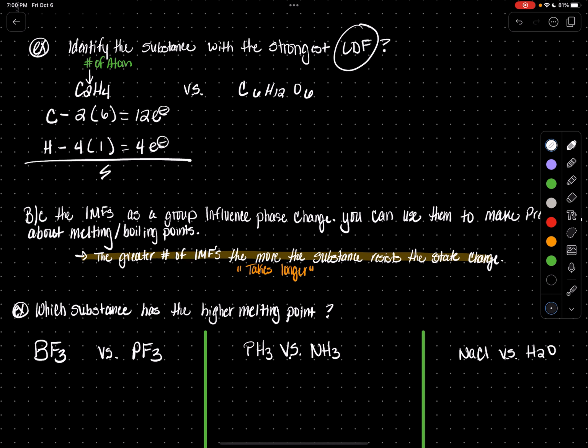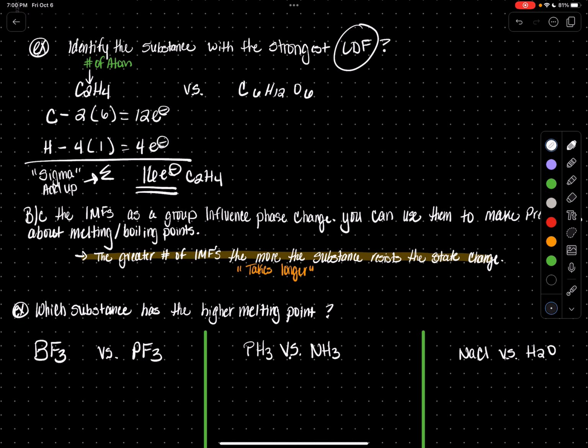I'm going to add them all up. That's what that fancy 3 thing is. That's called sigma. It means to add up. So if I add up 12 plus 4, I get how many electrons, friends? 16 total electrons. So I got 16 total electrons in C2H4. All right, I'm asked to compare between C2H4 and C6H12O6, aka glucose.